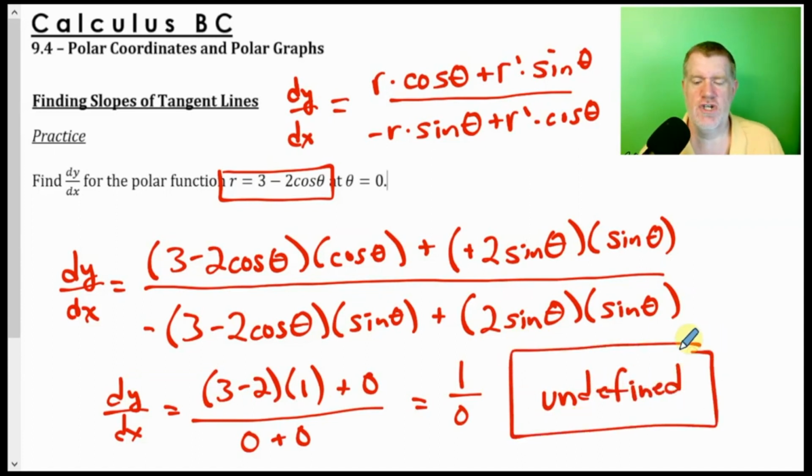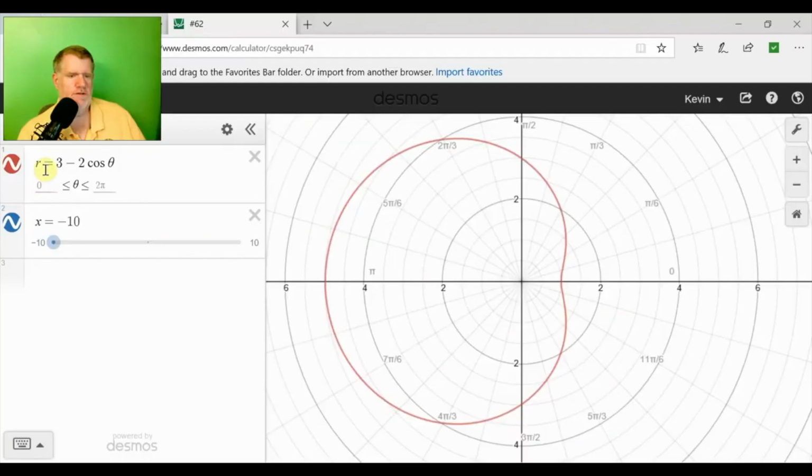Let's check that out and make sure it looks good. Here's our polar graph of r equals 3 minus 2 cosine theta. You see it's a nice little shape here that comes in a little bit of an indentation right there. We found that at the theta value of 0, which would be right along here, this point right here has an undefined tangent line. So undefined would mean that the equation would be x equals. And so if I just pull this over, you're going to notice it is tangent right there.